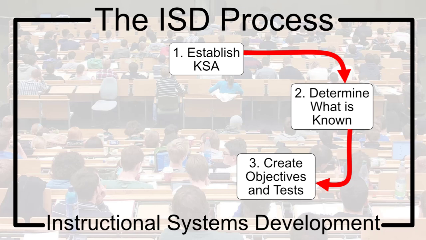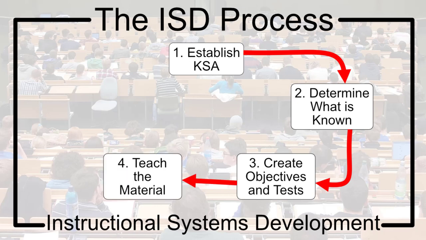But step three is you need to create your objectives and your tests for this particular course of instruction. Once you do that, you can then move on and teach the material. And the reason you develop your tests and your objectives beforehand is so that when you teach the material, you don't leave anything out and you don't wind up teaching something that they don't need. This is very ineffective and inefficient in a teaching situation, and far too many teachers today indulge themselves in teaching things that the students don't need or not teaching things that they do.